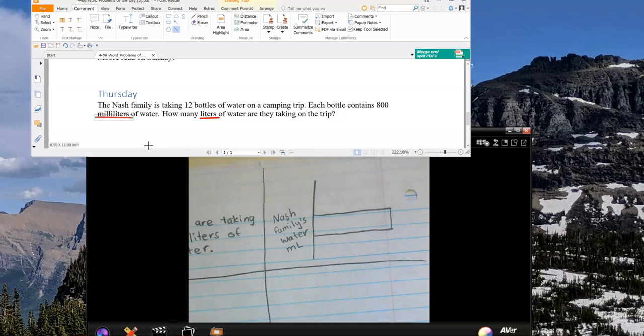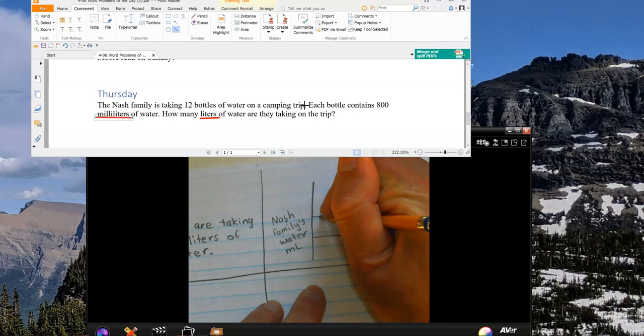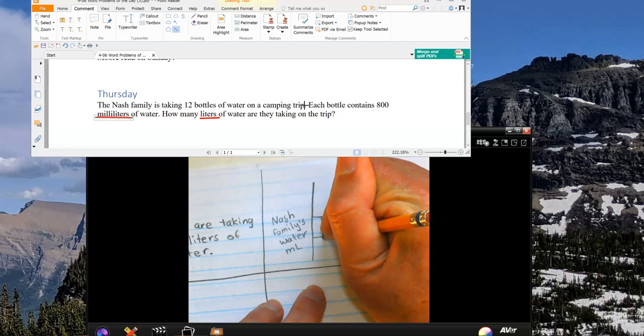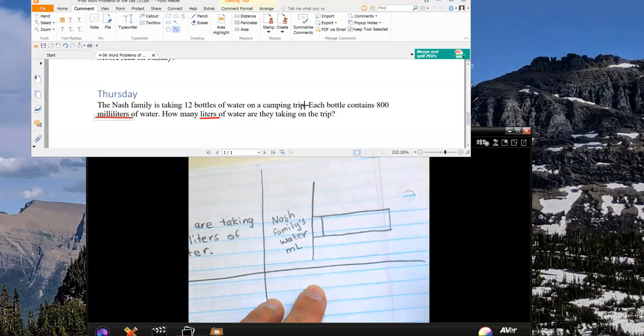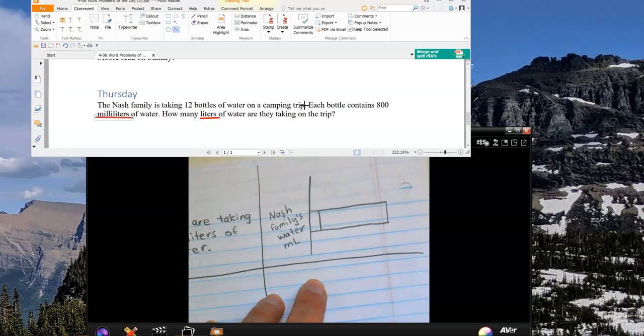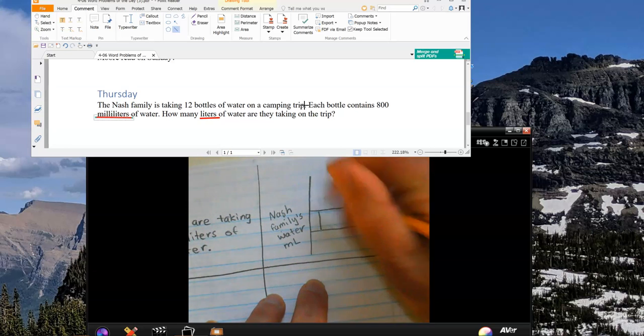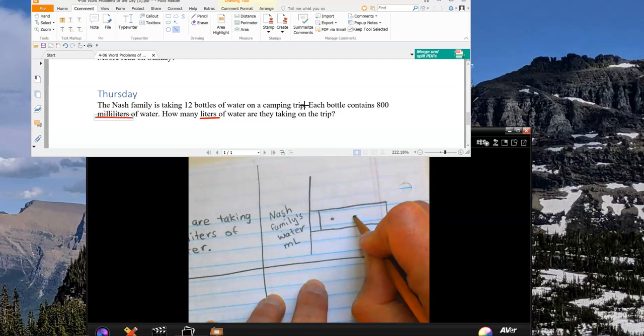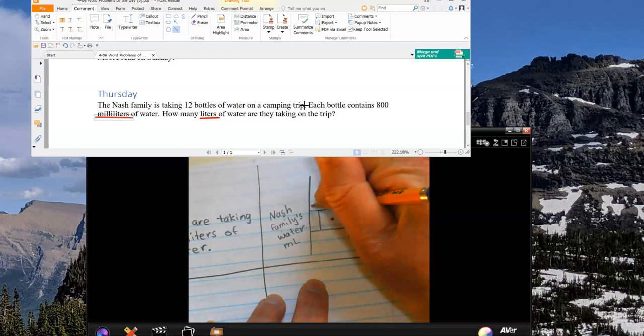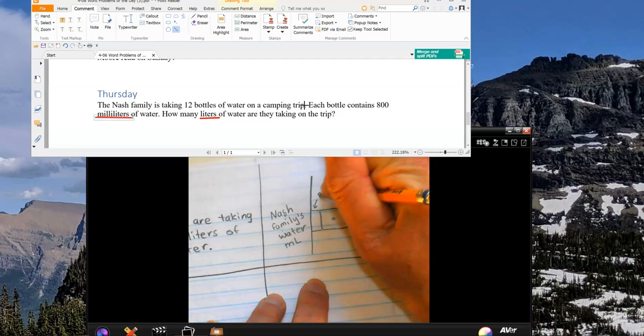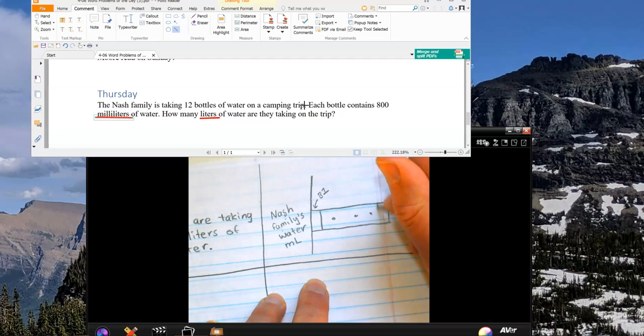So we're going to go here and take a look at our first sentence. The Nash family is taking 12 bottles of water on a camping trip. So that means I'm going to take Nash family's water and I'm going to divide it into 12 bottles of water. And since I really don't want to have to divide or draw 12 spaces, I've always said if you have more than 10 spaces, you can do the 3 dots. So we'll start here with 1, 2, 3, and this will be bottle 1, which is our first bottle of water. And at the very end, since there's 12 bottles of water, this will be bottle number 12.